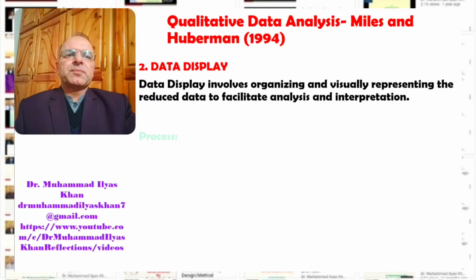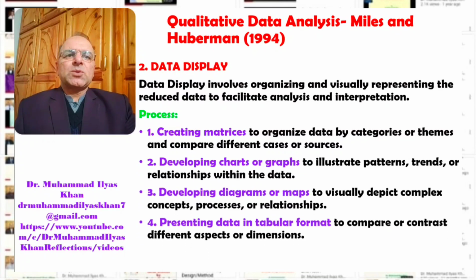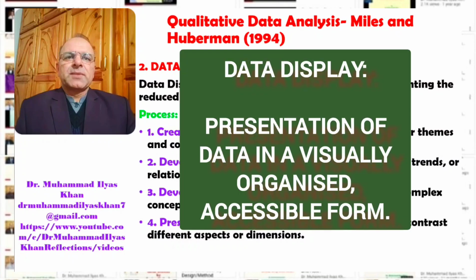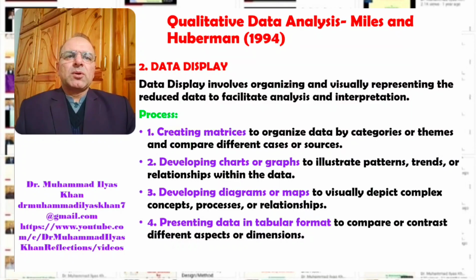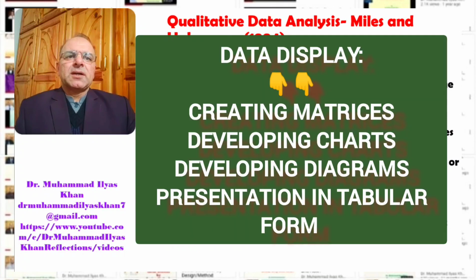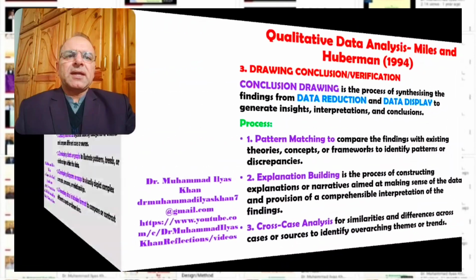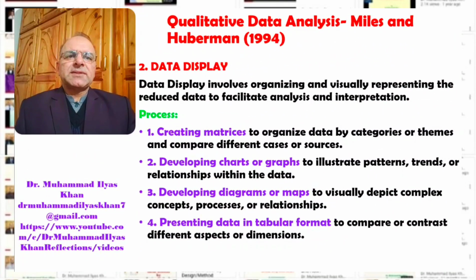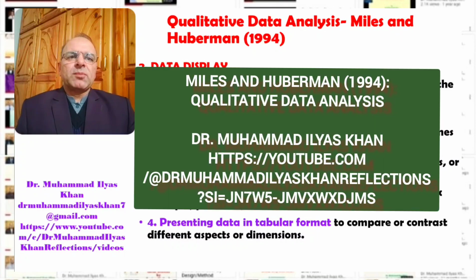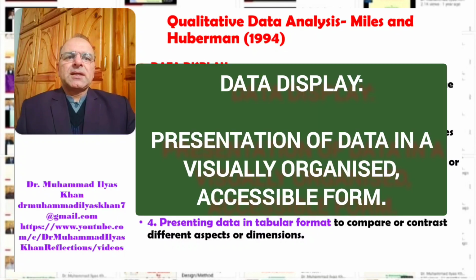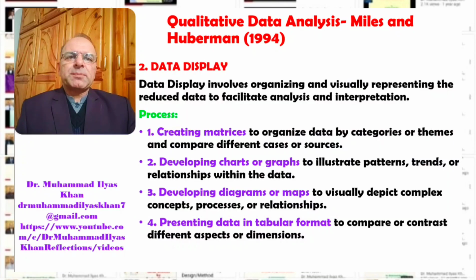The second stage then, the data display stage, is the stage where there is organization. This data display process involves organizing data and visually representing data to reduce the data in order to facilitate further analysis. There are certain sub-steps involved in the process of display. The first thing is organizing data into categories or themes. Generally this happens in the form of matrices and, for example, tabular representation of the data.